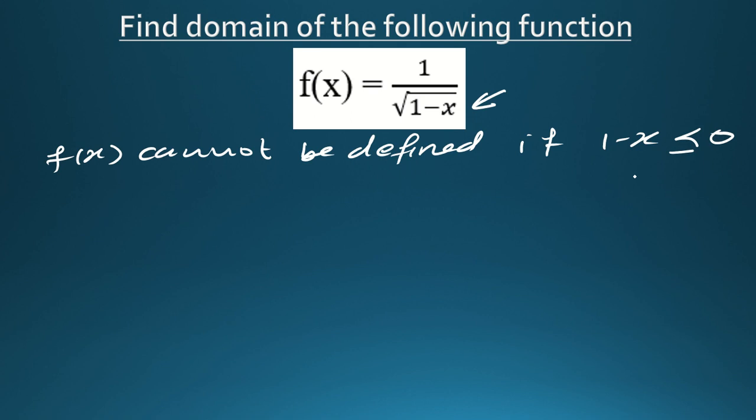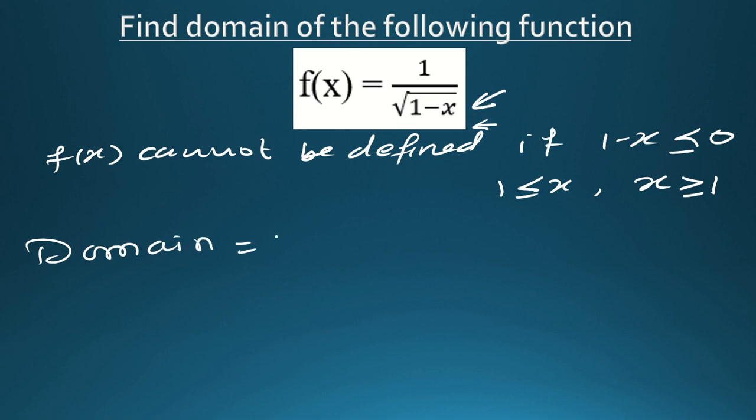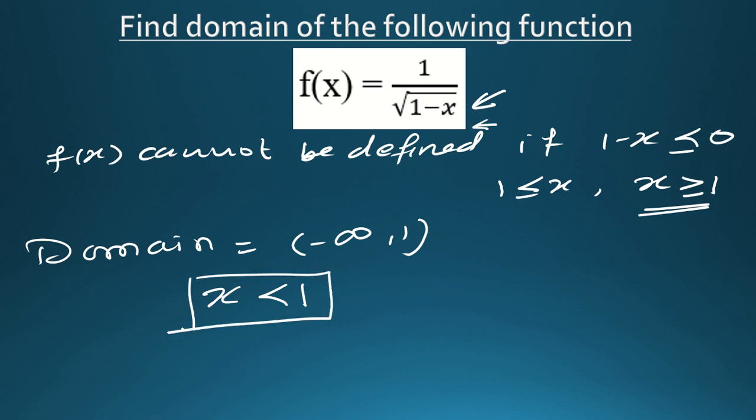So it means 1 is less than or equal to x. It means x is greater than or equal to 1. If you put x greater than or equal to 1, then definitely the expression is going to be negative or 0. So for x greater than or equal to 1 it is not defined. So when will it be defined? When x is less than 1. So it will be minus infinity to 1, open interval, or you can say x is less than 1. Okay, like this you can write the domain. Normally you will see this type of answer in your exams.